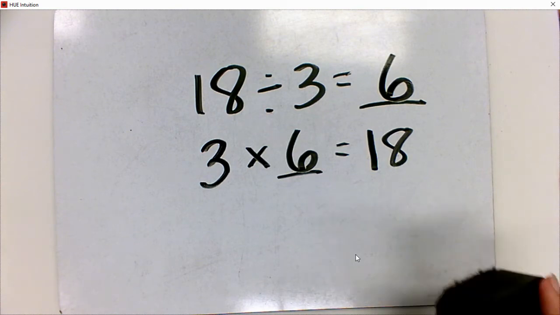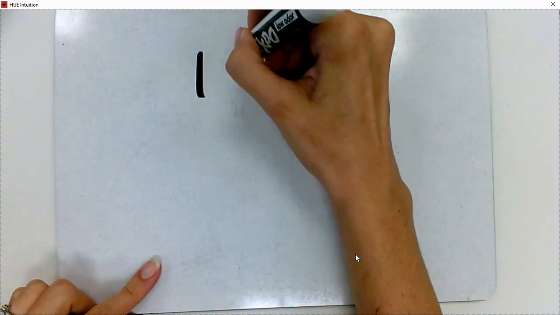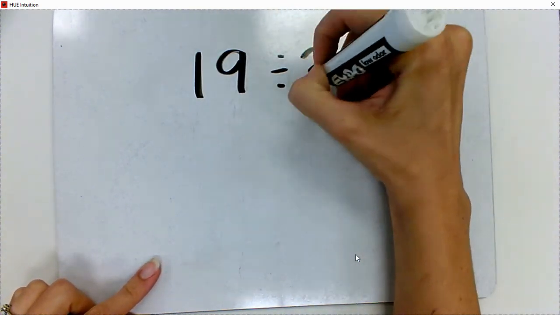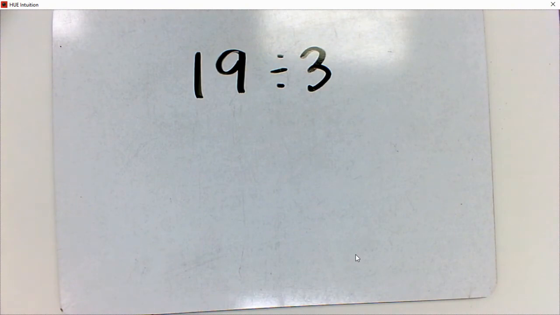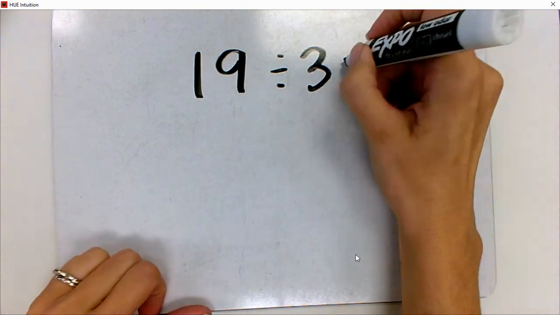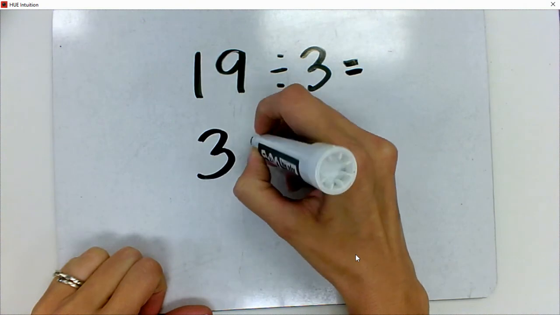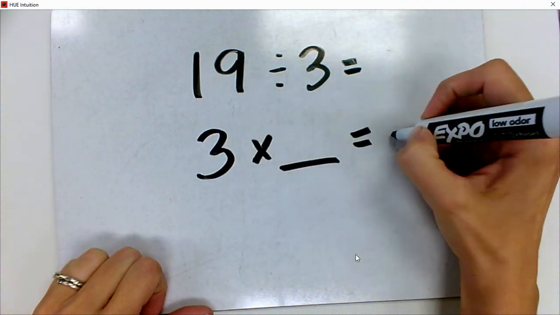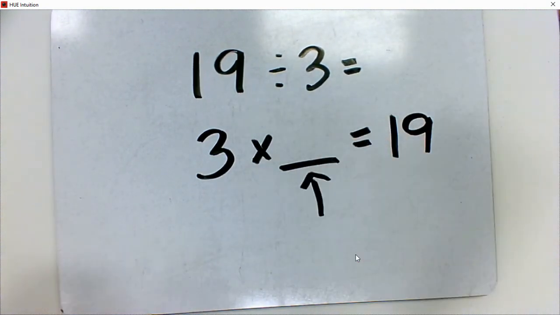We can also use fact families to solve a division problem with a remainder. It's just a little bit trickier. So let's take a look at our other division problem, 19 divided by 3. And let's think about using a fact family here. So the problem is 3 times blank is 19. I can't fill in this blank like I could for 18 because 3 is not a factor of 19. There's nothing I can multiply by 3 to get 19, but I can get close.